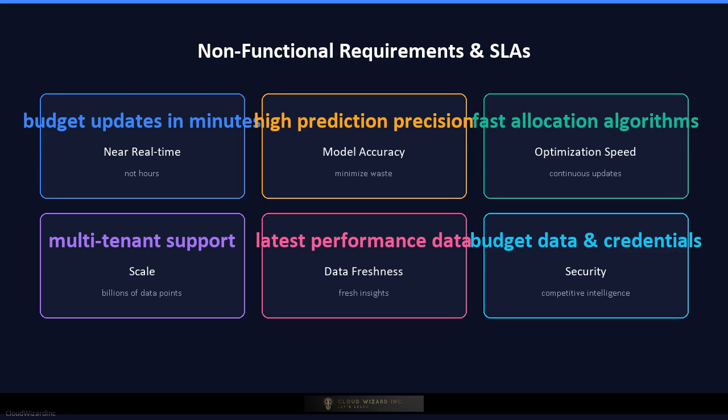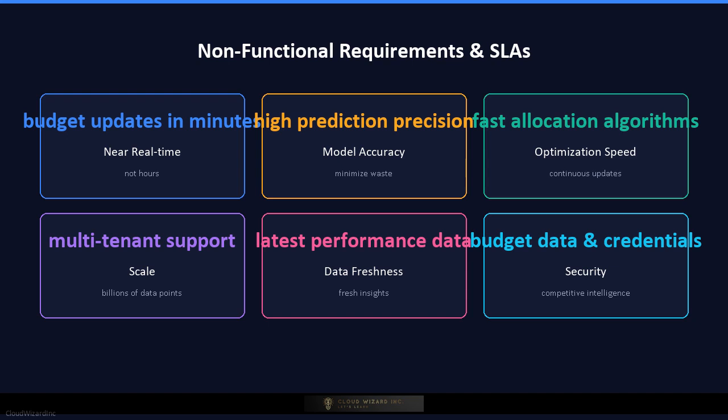Now the non-functional requirements. The optimization engine must be near real-time. Budget recommendations should update within minutes of significant performance changes. The predictive models must be accurate, because poor predictions lead to wasted spend or missed opportunities. The optimization algorithms must be fast enough to run continuously for large enterprises with hundreds of campaigns and channels. The system must scale horizontally to support multiple advertisers and billions of data points.